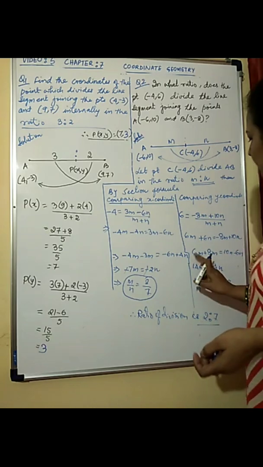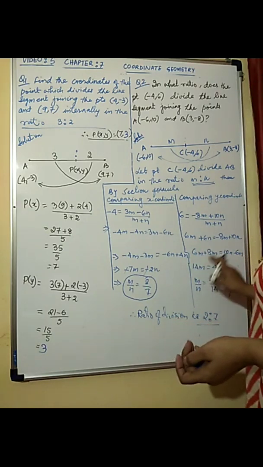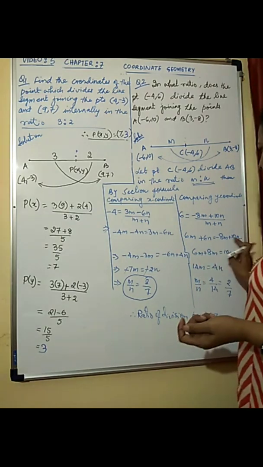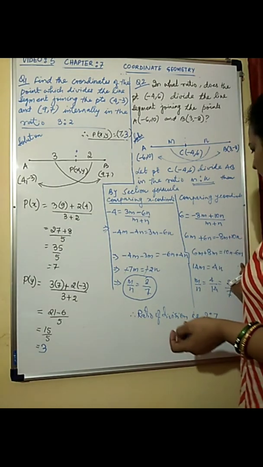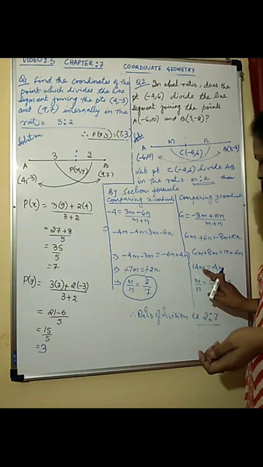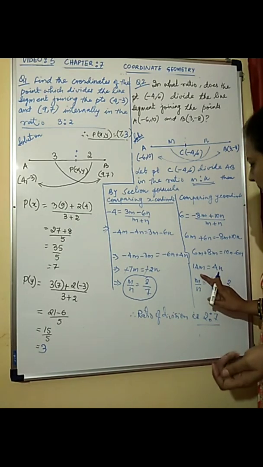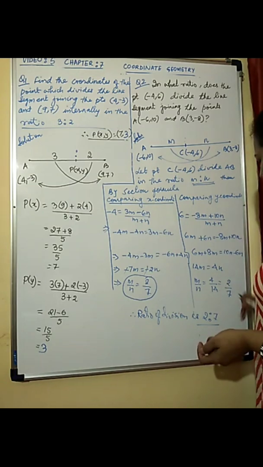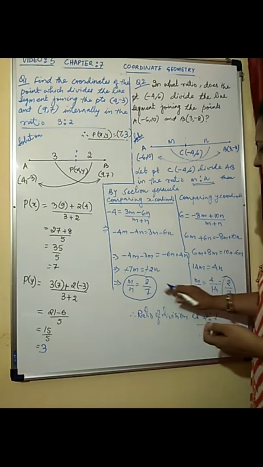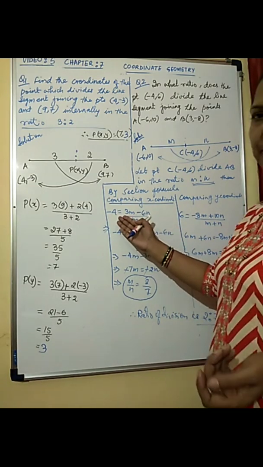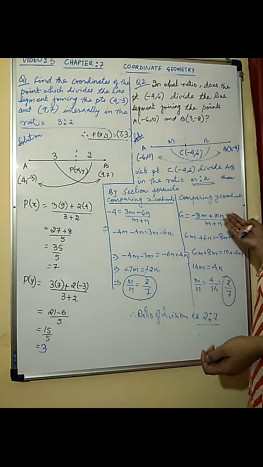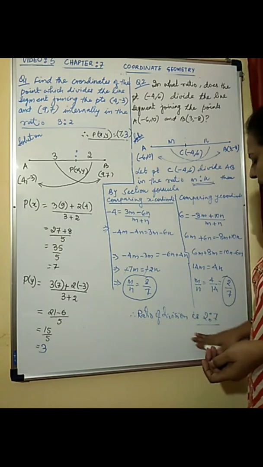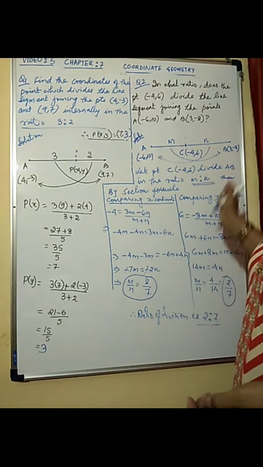plus 10n. And then transposing m to one side, 6m plus 8m is equal to 10n minus 6n, which is 14m is equal to 4n. So m by n comes as 4 by 14, which is again equal to 2 by 7. So this way it is verified that whether we compare the x coordinate or the y coordinate, the ratio comes the same as 2 by 7. So the ratio of division of this line is 2 by 7.